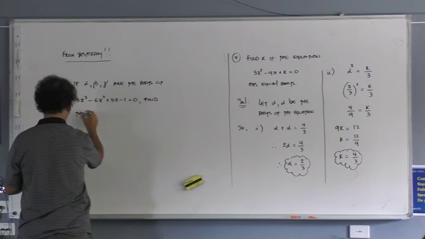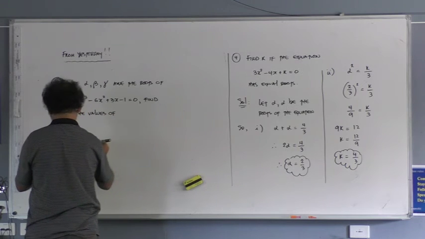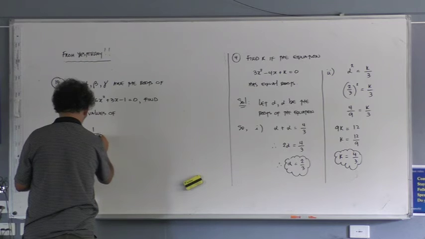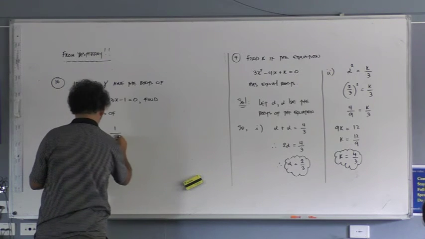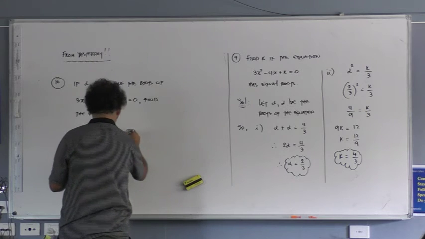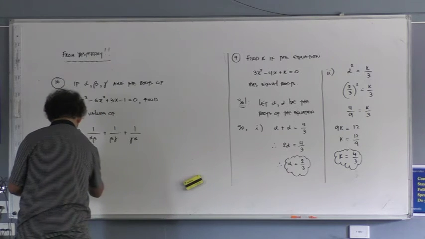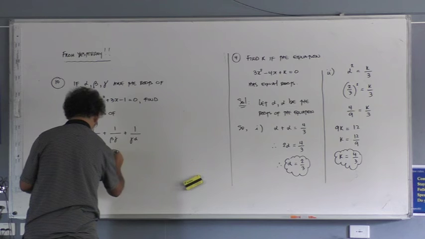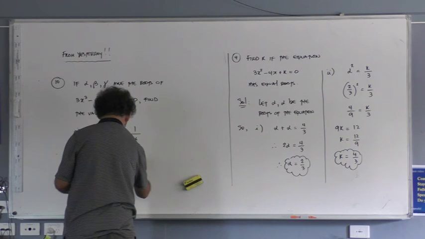the values of: A, 1 over alpha beta plus 1 over beta gamma plus 1 over gamma alpha. And for B, you are going to find 1 over alpha, 1 over beta, and 1 over gamma.